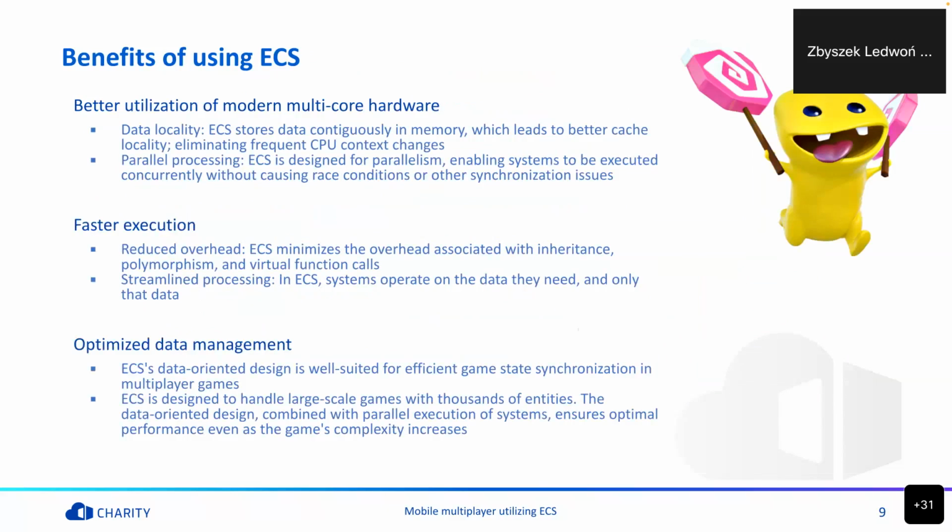So to sum up, using entity component system means better utilization of modern multi-core CPUs and much faster code execution. ECS is perfect for handling thousands of objects very efficiently. And this makes this framework interesting not only for game programmers, but also for anyone who would like to create any type of, I don't know, real-time simulation.